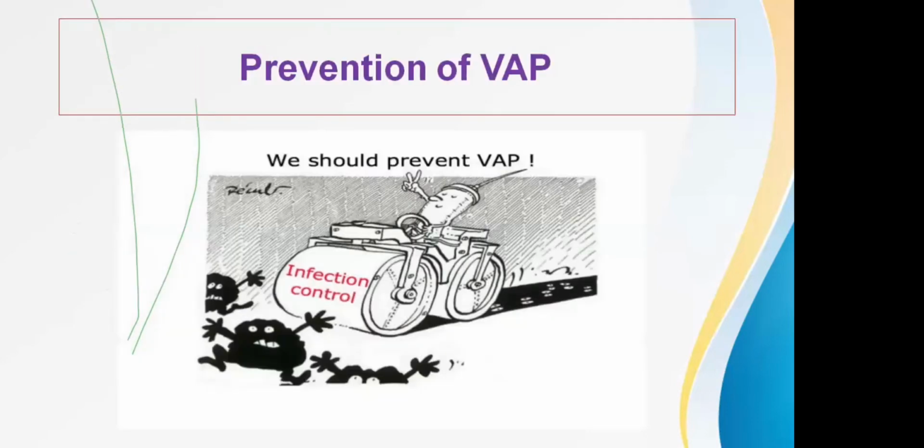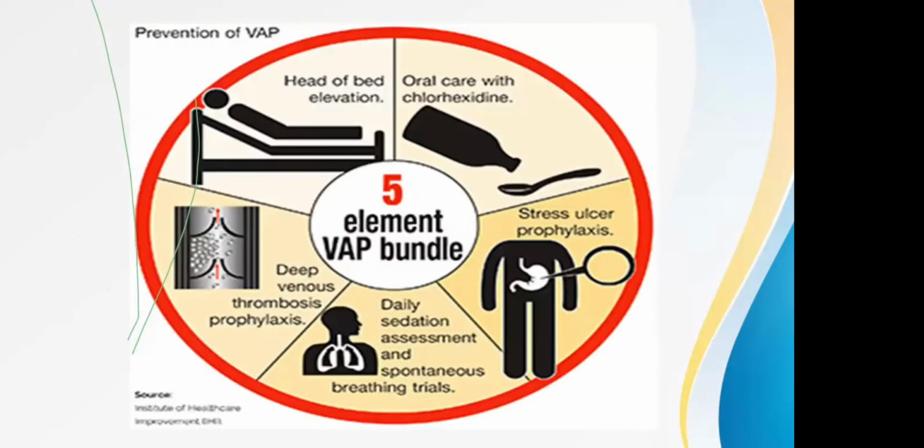So how do we prevent it? Infection control can act as a road roller on all these infections. This is a very beautiful picture we have taken from the sources. It is a major work. As I said, the team works not only with the nurses, but also in the ground area where the healthcare staff is working. You need to make them aware of how to prevent ventilator associated pneumonia.